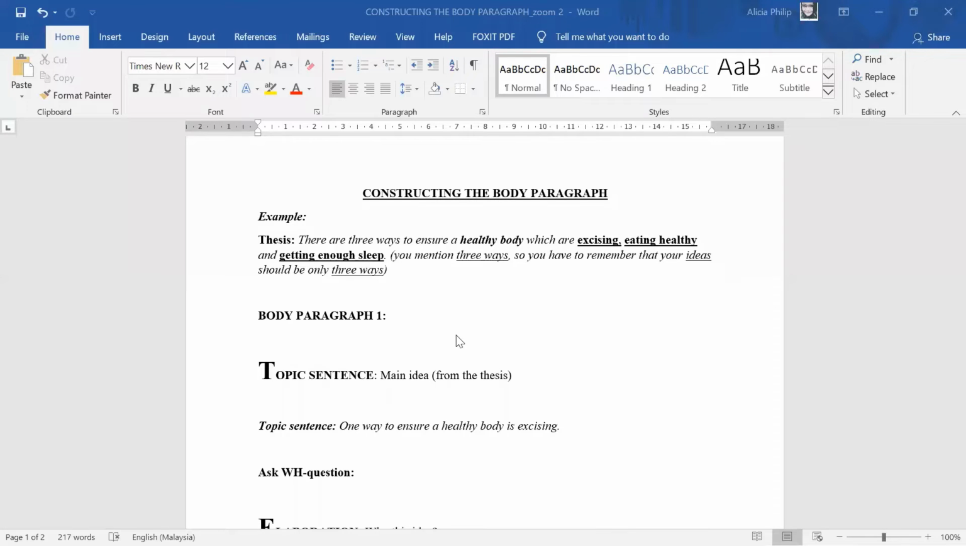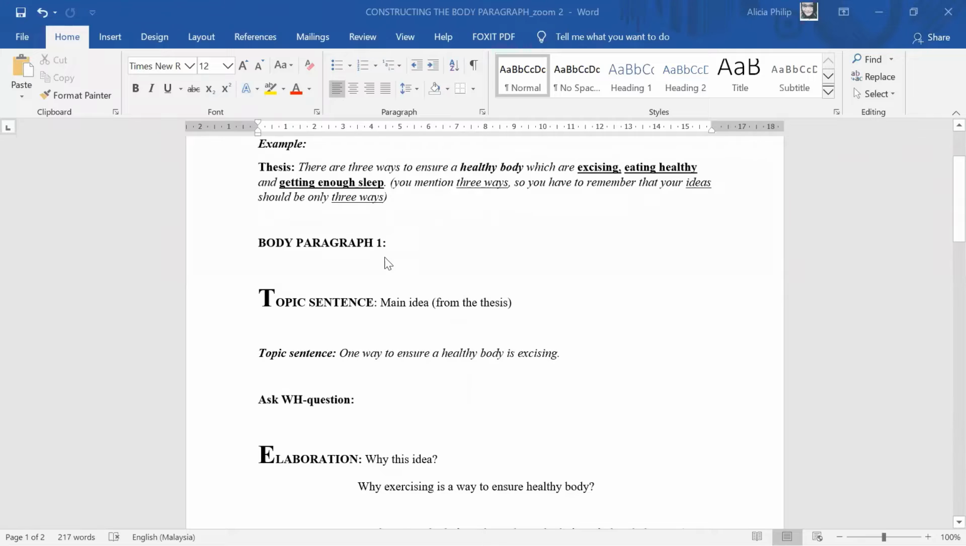Now let's look at the first body paragraph. For the first body paragraph, we are going to use TEEL. So we're going to take the first point. What's the first point here? Exercising. Okay, very good. So for the topic sentence, you would state the idea. The topic sentence would be, one way to ensure a healthy body is exercising. This is your topic sentence.